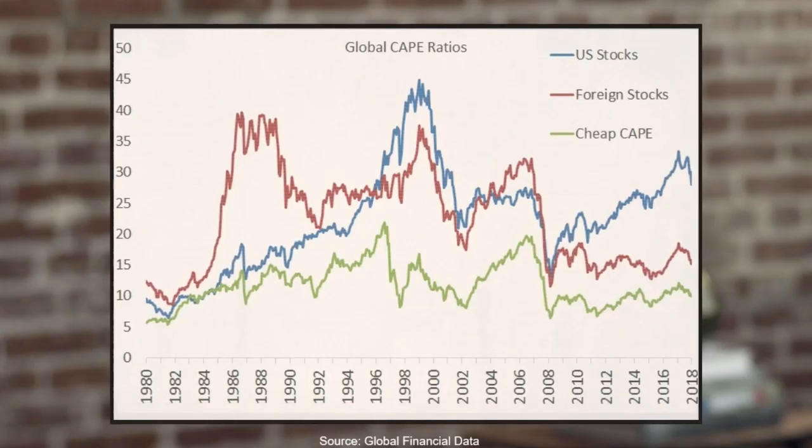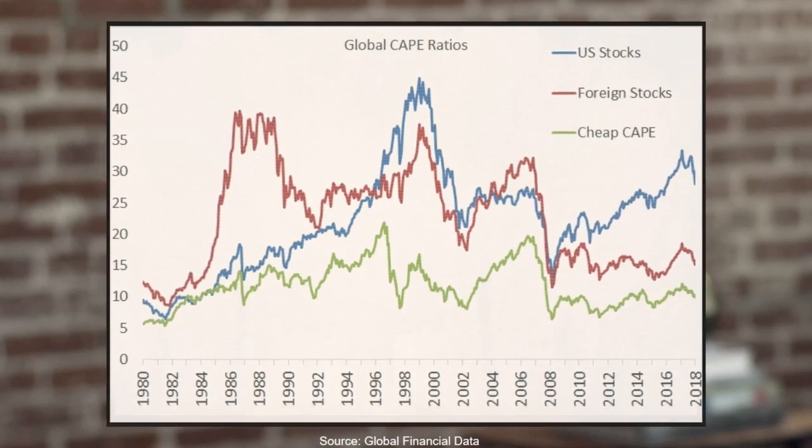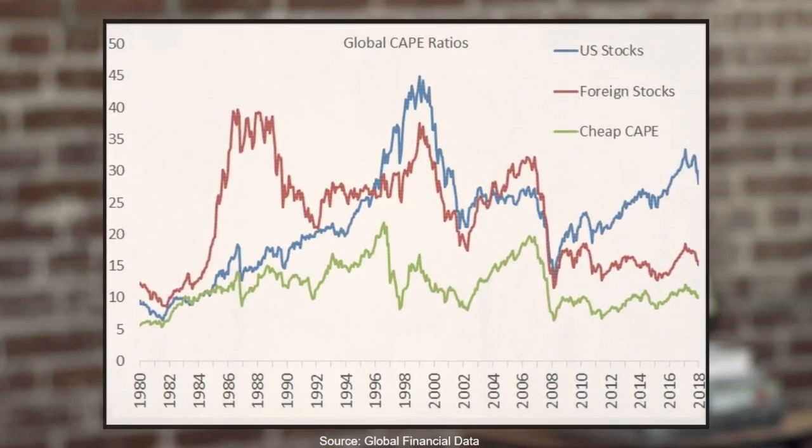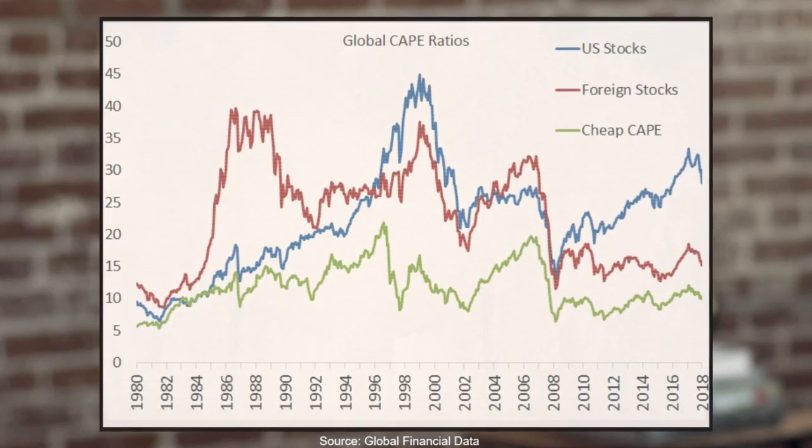If you pick the cheapest of the cheap, the detritus at the bottom of the ocean, the countries trading at the lowest quartile, so the lowest 25% of countries, so the cheapest 12 out of 45, you get a CAPE ratio of down around 12. And that's downright cheap.